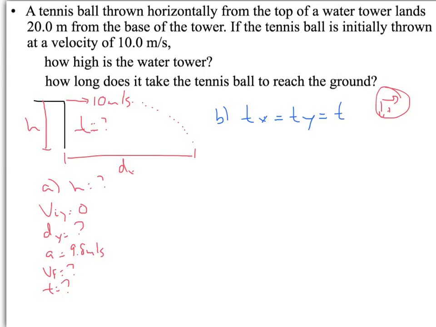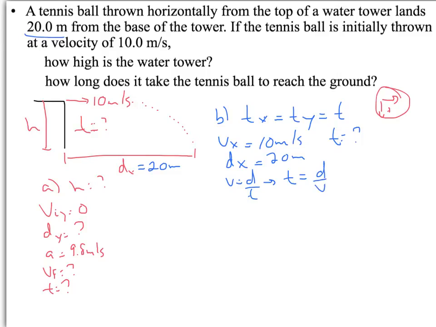So let's take a look. Vx we know is 10 meters per second. Dx we know is 20 meters, because it lands 20 meters from the base. 20 meters. And time is our question. We know our very basic equation, v equals d over t. Convert, t equals d over v, 20 over 10, which equals 2 seconds.